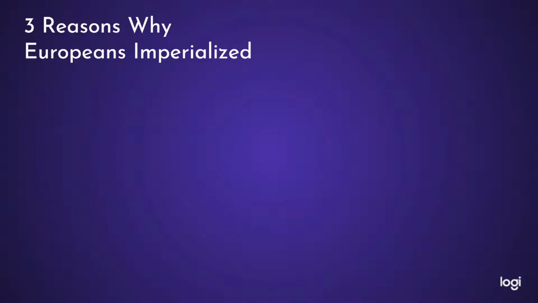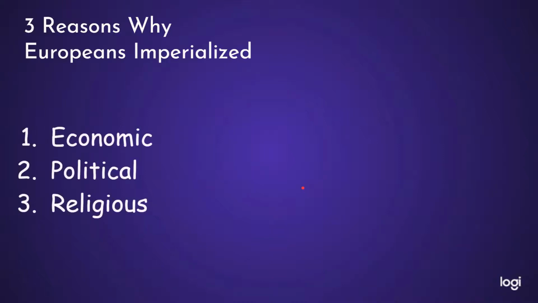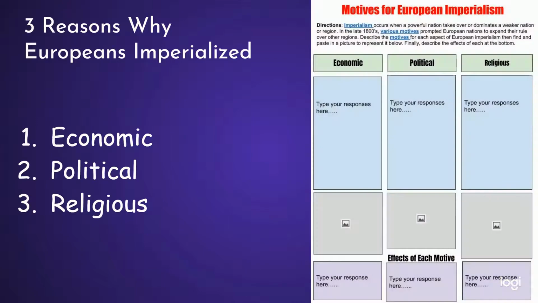Moving on a little bit more, there are actually 3 reasons why Europeans wanted to imperialize. They are economic, political, and religious, and we're going to spend a little bit of time on these, utilizing this nice little graphic organizer that you obviously have in front of you that is attached to this video. What you're going to do is take down notes for the economic motives, the political and the religious motives, and also the effects for each motive. You're also going to have to find an image for each. You're going to see an image on this presentation that you can utilize in the part where it asks for the images. Hopefully you guys understand that.